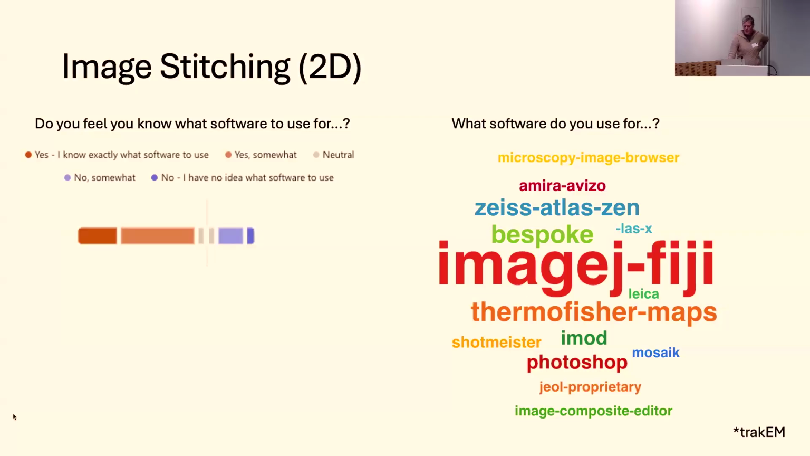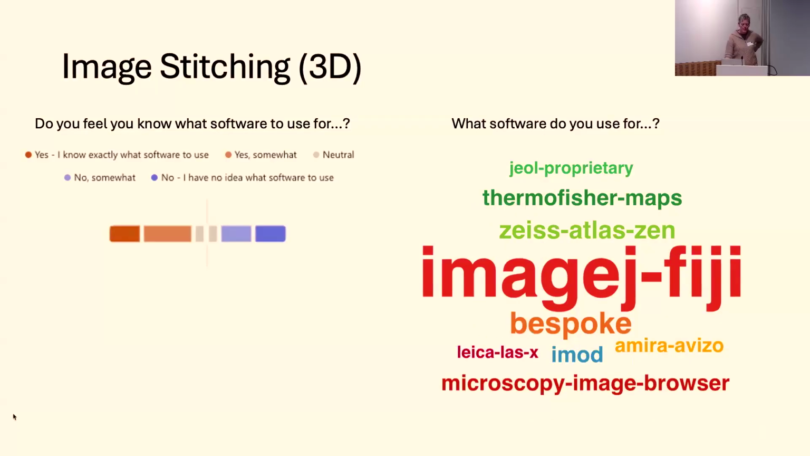Okay. For image stitching in 2D, it's very similar. So people knew what they wanted to use, and that thing is ImageJ Fiji and specifically TrackEM. I think one of the take-homes from some of these early ones is just how prevalent the use of ImageJ Fiji is still in this field. I know that people are starting to use other things, like you'll see some more proprietary options up there from the various manufacturers. You see things like Microscopy Image Browser, and in later ones, you'll see Napari start to pop up as well. But the vast majority of respondents to this survey, and I think representative of the field, are still using ImageJ Fiji for their workflows.